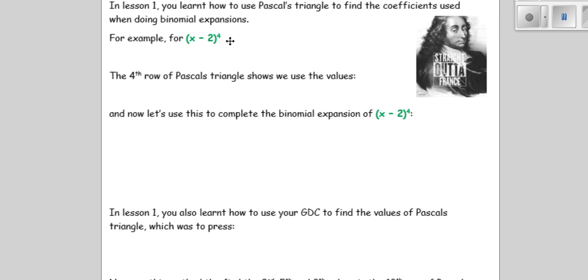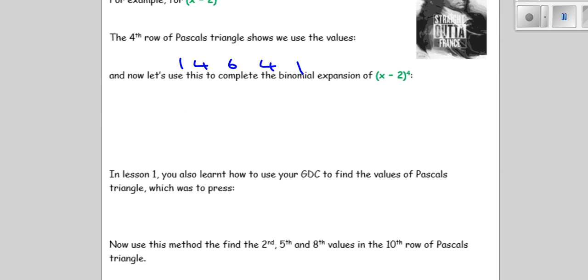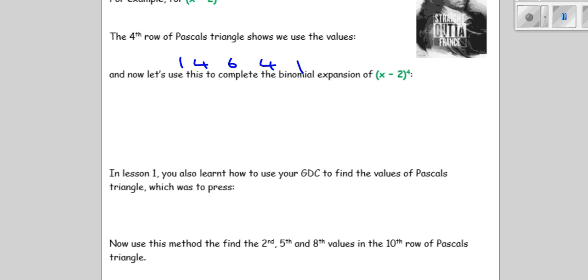So the fourth row, therefore what numbers from Pascal's triangle should we use if we need 5? We don't use 1, 3, 3, 1 because that would only give us 4 terms in the end. 1, 4, 6, 4, 1 is what we're going to use because that's going to give us 5 terms. So we're just revising what we did in lesson 1. Now let's use this to complete the binomial expansion of x minus 2 to the power of 4. Remember, powers of a are descending from left to right, powers of b are ascending from left to right. So you can go ahead and do that.